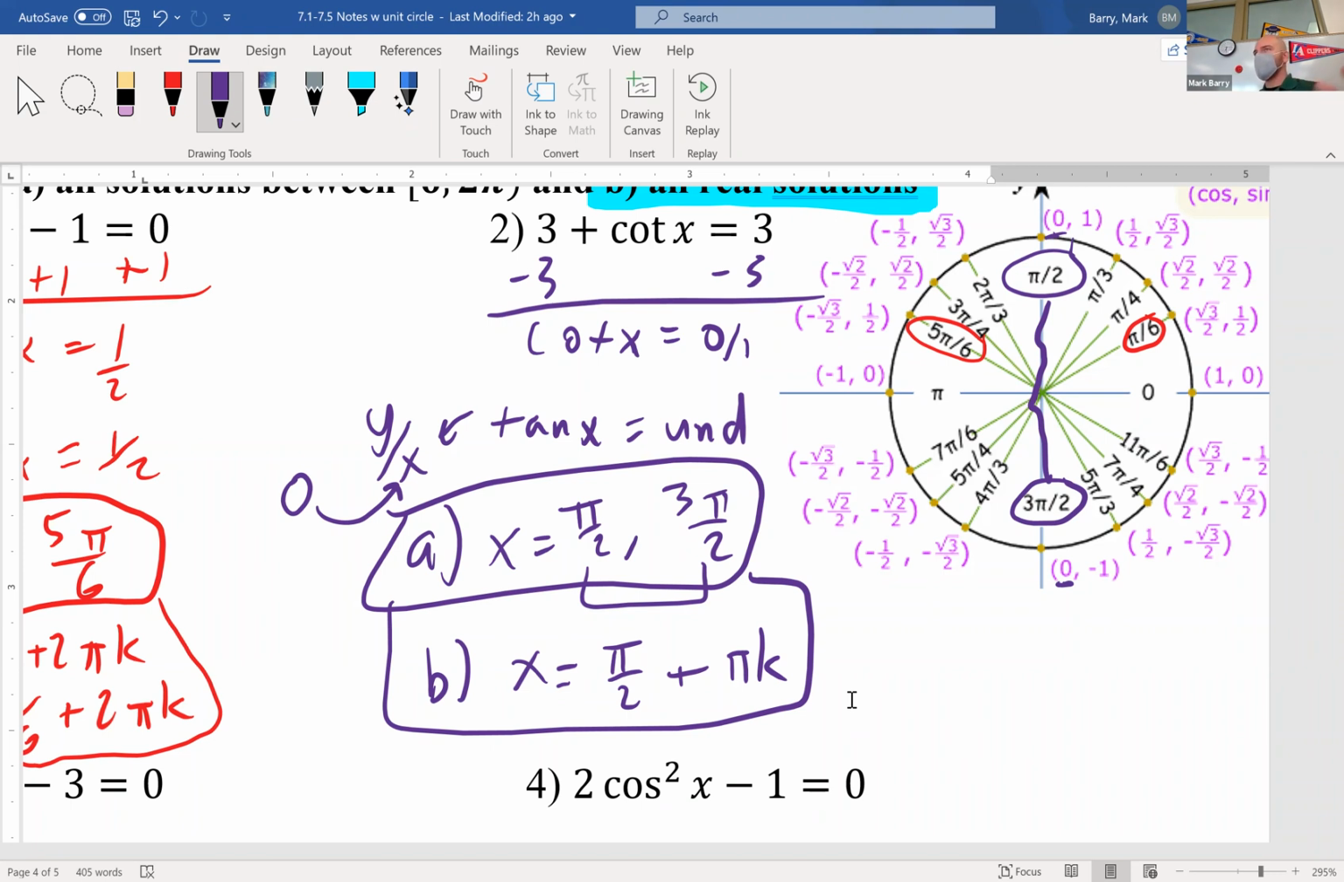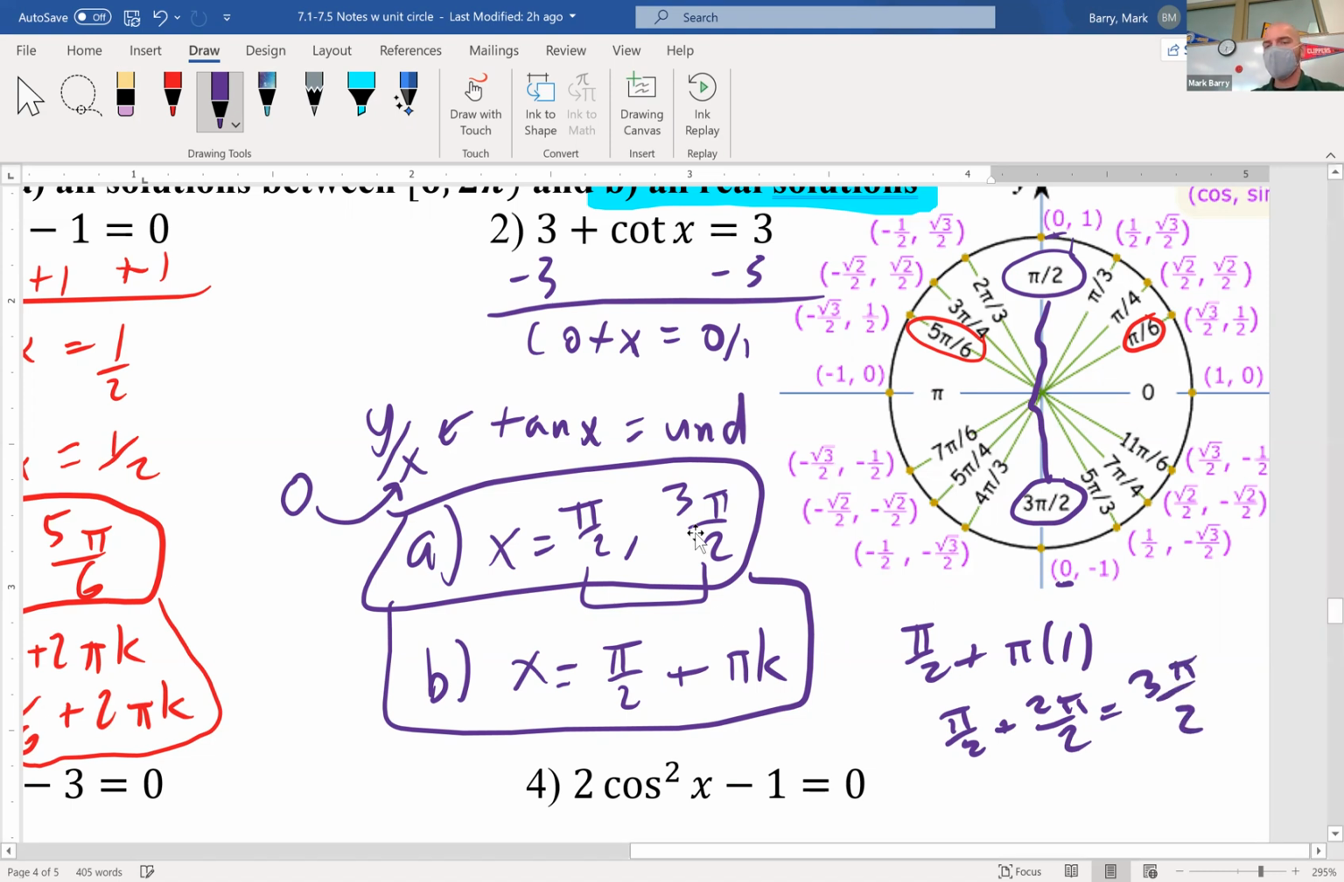Now, why am I allowed to do that, okay? Well, I can explain it 2 different ways, and I will. So the first way is, if you actually look at this, and let's say I plugged in 1 for k, and I did pi over 2 plus pi times 1. Well, if I did common denominator here, that would be pi over 2 plus 2 pi over 2. And you can see that would give me 3 pi over 2, which was my other answer. So you can see this one formula covers both of the answers in part A, okay? Because the distance between them is pi.